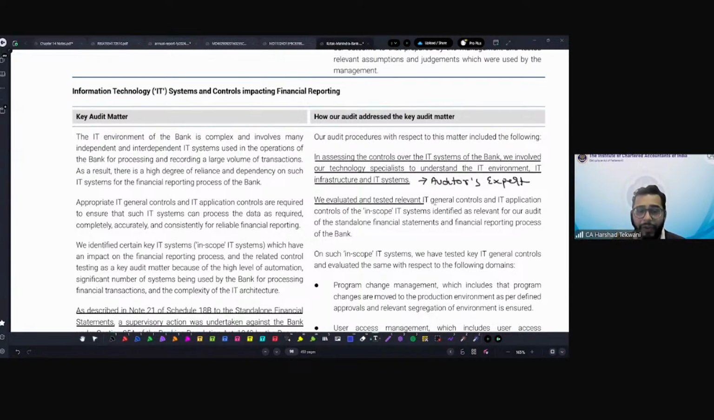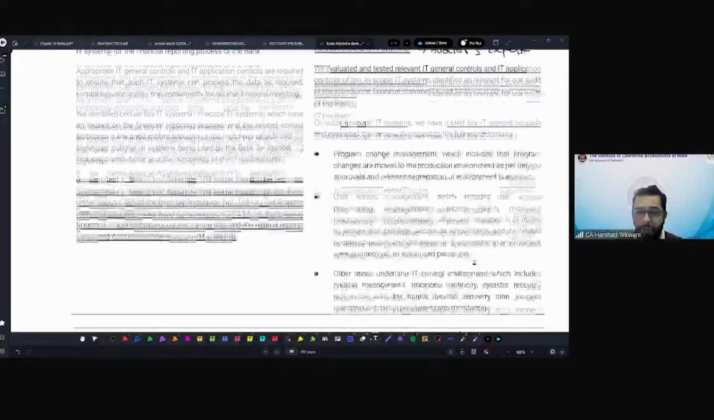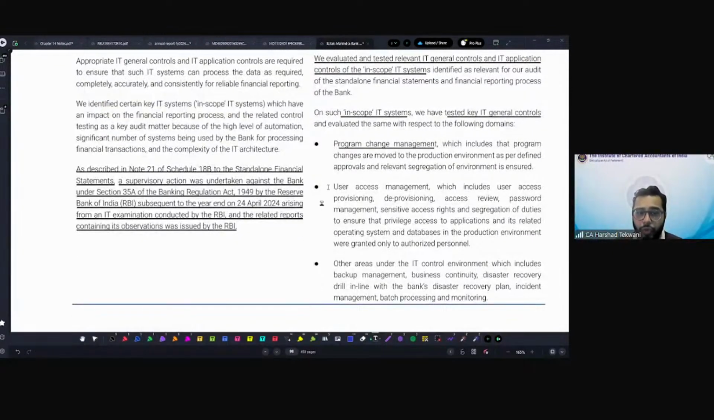We evaluated and tested relevant IT general controls and IT application controls for the in-scope IT systems. ITGC. Remember, we have multiple times discussed ITGC. On such in-scope IT systems, we have tested key IT general controls: program change management, user access management, deprovisioning, password management. Remember, you read these words in your study material, but in actual also we do this. On the ground level, wherever the IT systems are critical, we do verify these things. Privilege access to the applications.